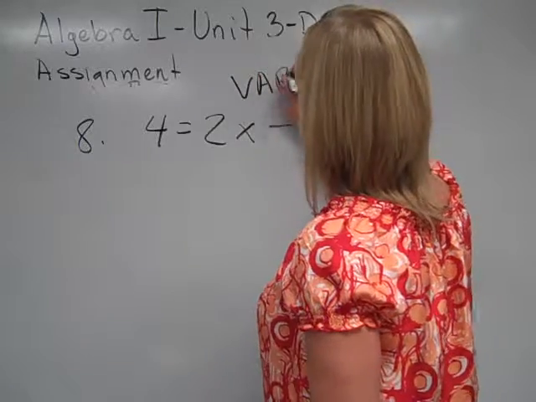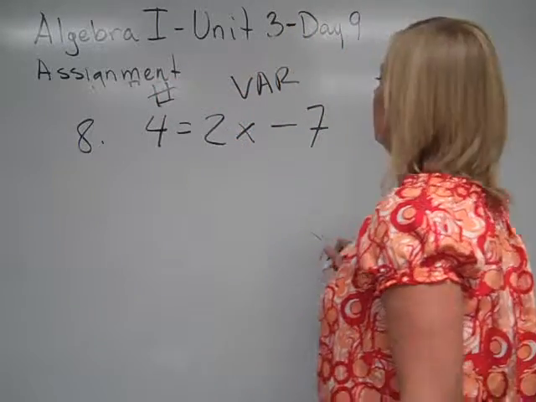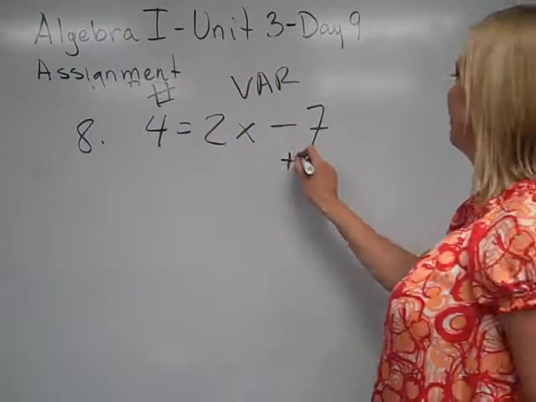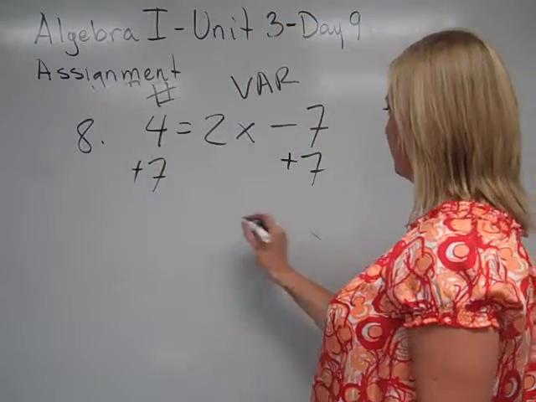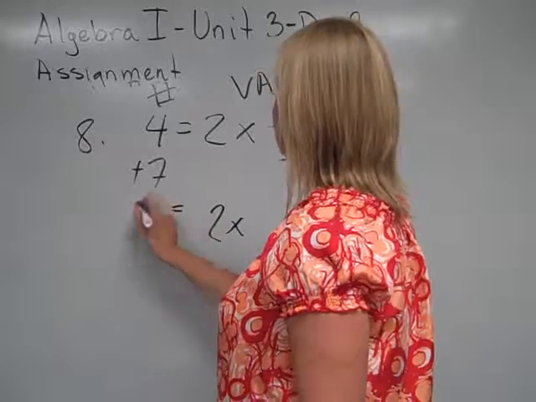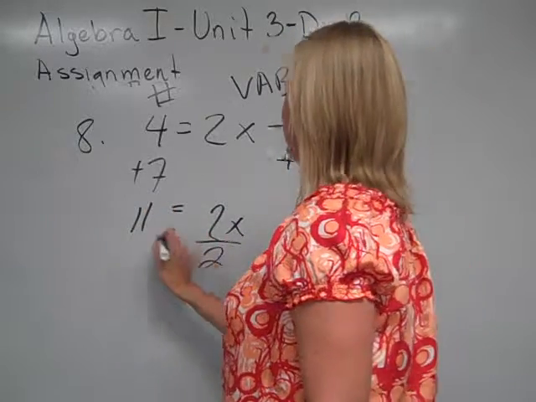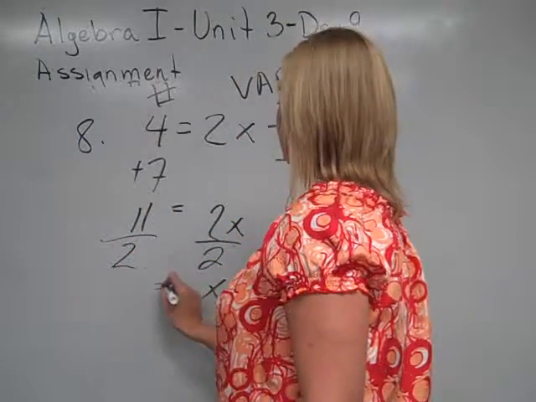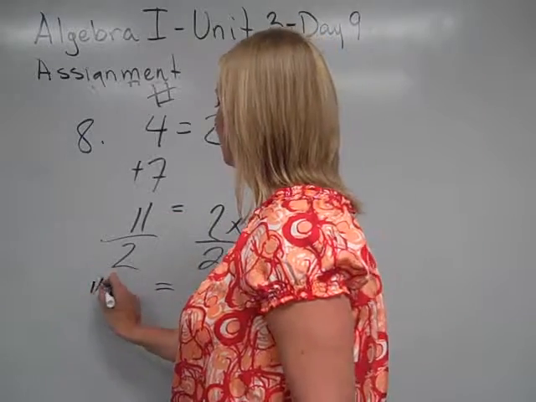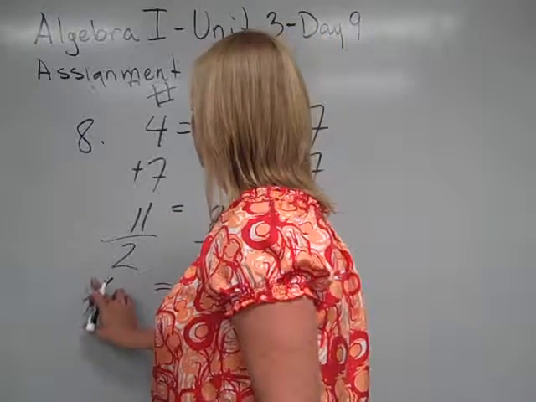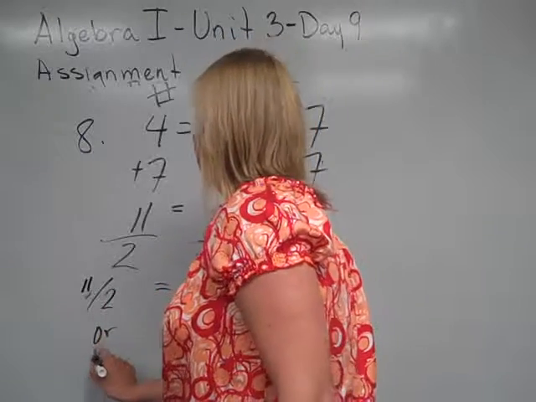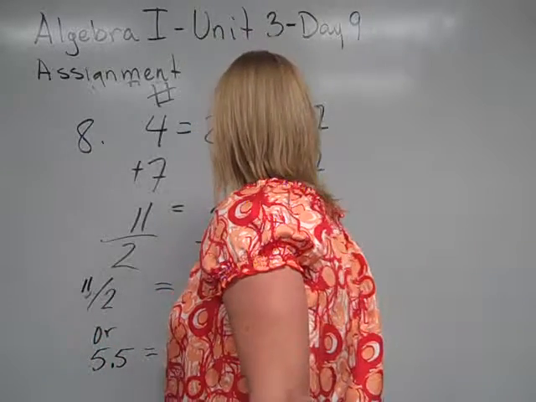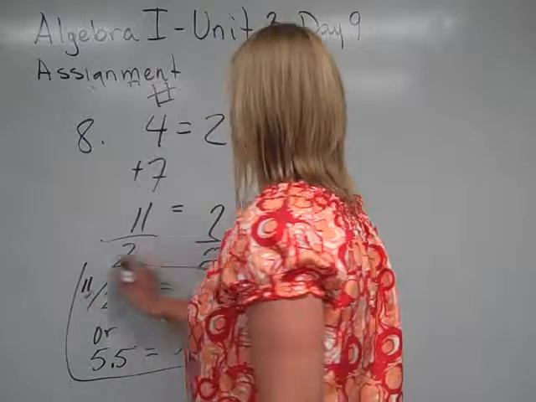Keep all the variables here and all the numbers here. The opposite of minus 7 is plus 7. Minus 7 plus 7 is 0. So then 2x equals 11. Divide both sides by 2. x equals, you can either say 11 halves or 5.5. Either answer works.